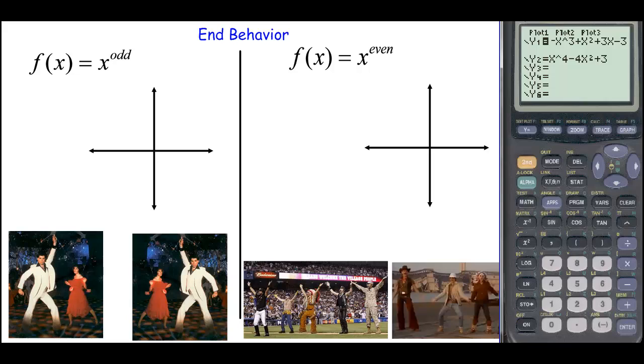End behaviors of polynomials talks about when you plug in large x values to the right, as you approach infinity, and to the left, negative infinity. As these inputs increase and decrease, what happens to the graph?